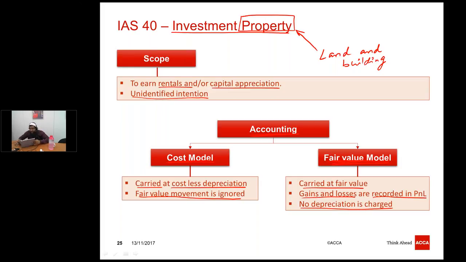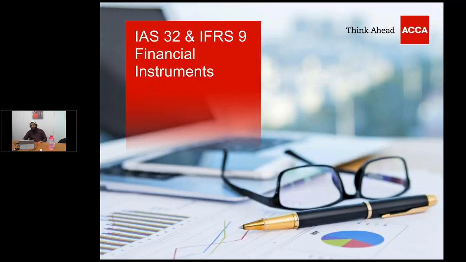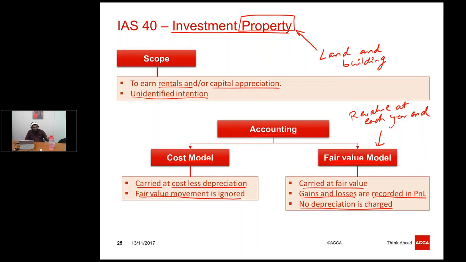And the third difference is that you have to revalue the property at each year end. In IAS 16, we said that you have to revalue with sufficient regularity. But in this case, you have to revalue at each year end. There is no rule of sufficient regularity in this case. So this was a simple IAS 40. If you want to take a snapshot, you can take it quickly.